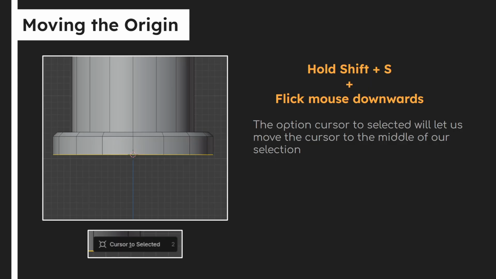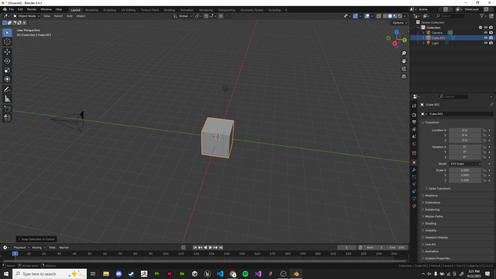So hold Shift and S, and then you can flick your mouse downwards. That's the easiest way to do it, right? Instant.